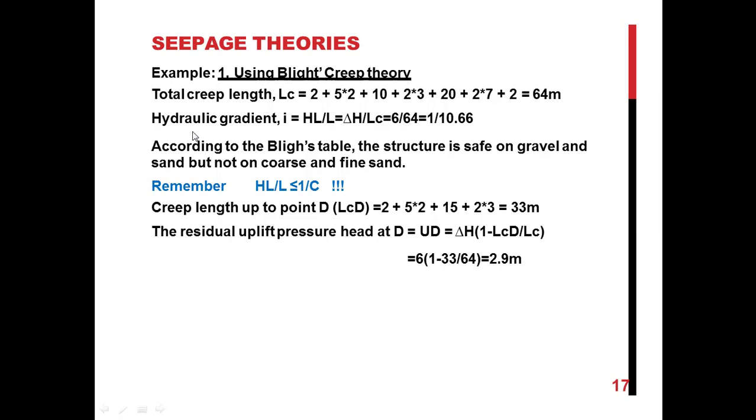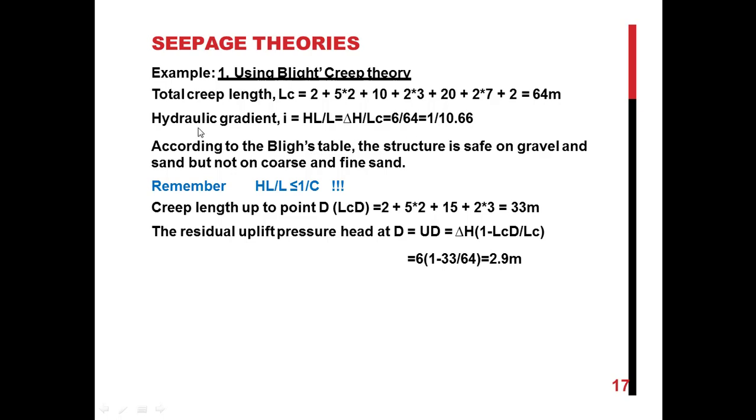Now we have to find the hydraulic gradient. Hydraulic gradient is denoted by I equal to HL over L, or delta H over LC, where delta H is the head causing the seepage and LC is the total creep length. So 6 divided by 64 will give you the hydraulic gradient, which is equal to 1 over 10.66.